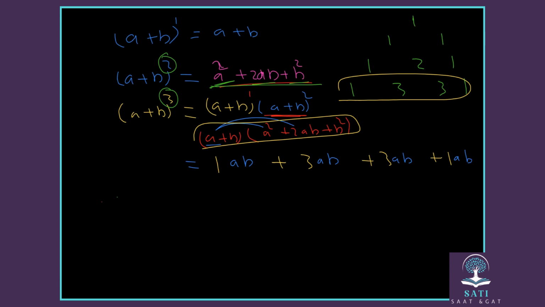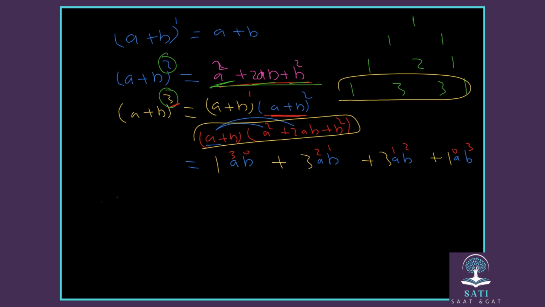Now look, you start with a at the same power. What is the power here? 3. You start with a power 3 and b power 0. Now increase the b and decrease the a. a will be 2 and b will be 1. Then decrease a again, it's going to be 1 and b will be 2. Decrease a, it's going to be 0 and b will be 3.